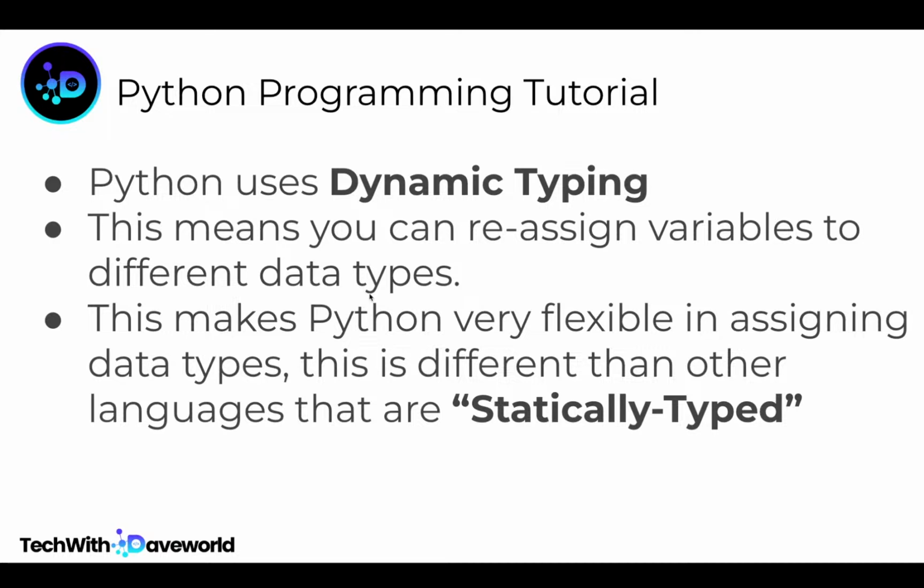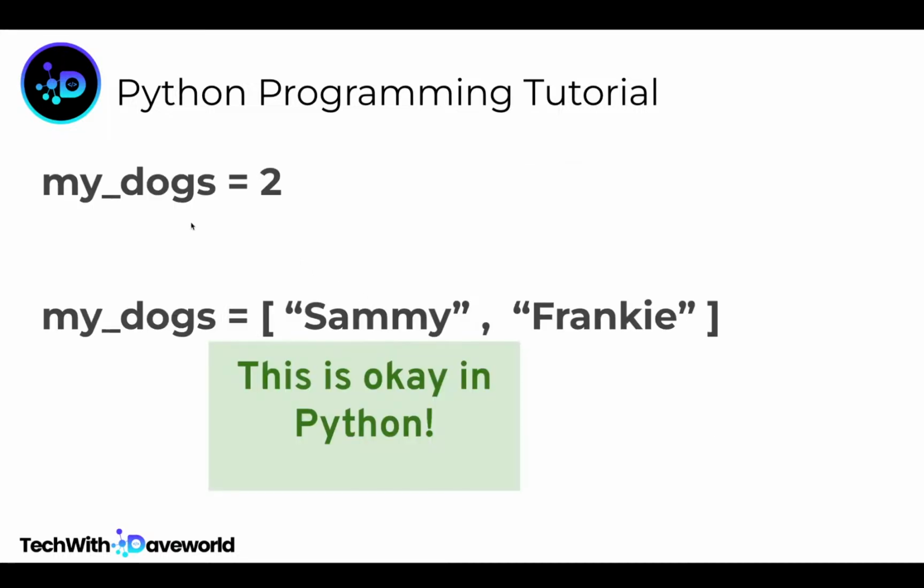So for example, I can have my_dog is equal to 2, and you can see that this particular type is an integer. Next, I can say my_dog is equal to "Sammy and Frankie". What I'm doing here is changing my_dog's value from 2 to this particular value, which is Sammy and Frankie. And this is actually okay in Python. You can do this.